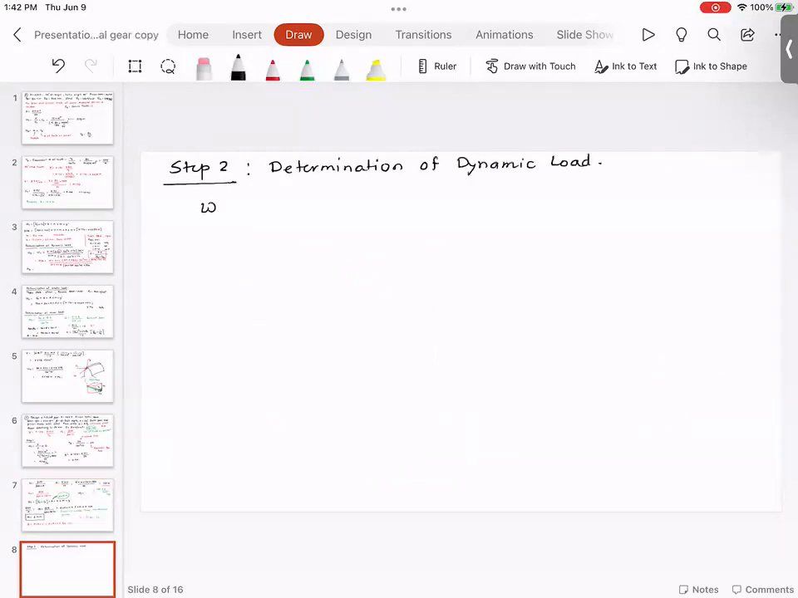And that is WD equal to WT plus 21V times C cosine square alpha plus WT cosine alpha, divided by 21V.